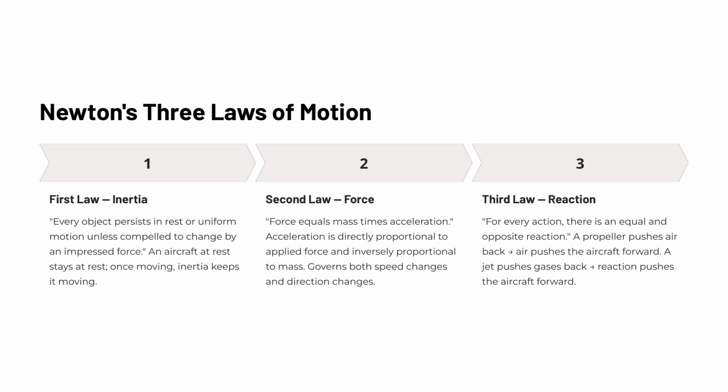The second law gives us the mathematical relationship between force, mass, and acceleration. A heavier aircraft requires significantly more force to achieve the same acceleration as a lighter one. This directly impacts takeoff performance, climb rates, and maneuvering capability, all critical to flight planning and safety. The third law explains thrust itself. Whether it's a propeller pushing air rearward or a jet engine expelling hot gases, the aircraft moves forward as a direct reaction to that rearward push. Equal force, opposite direction, every time, without exception.